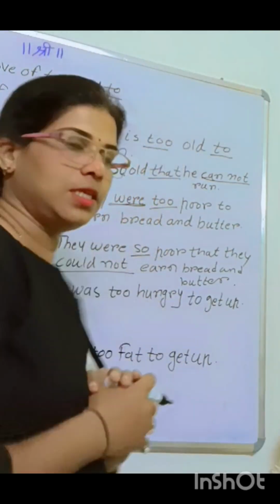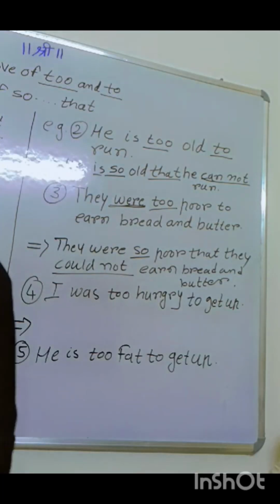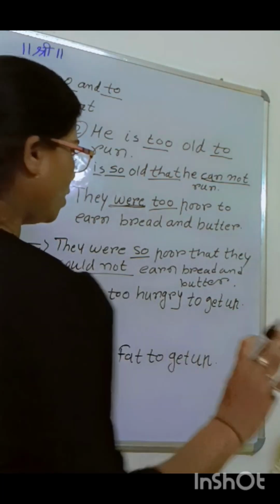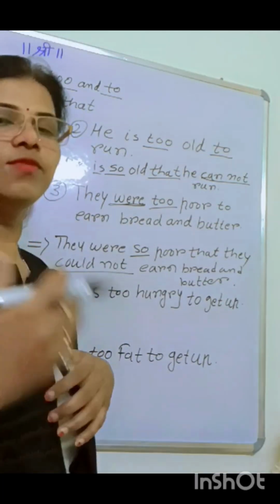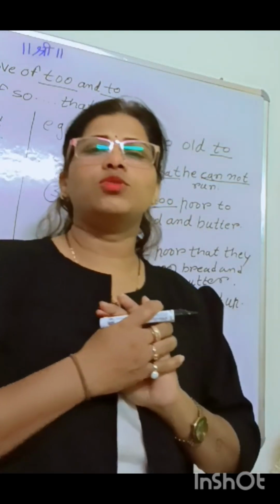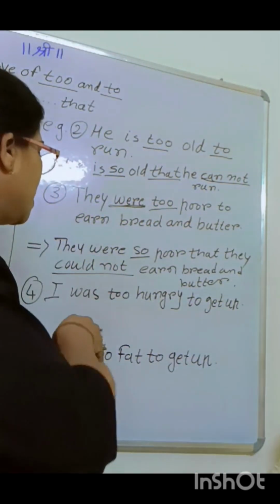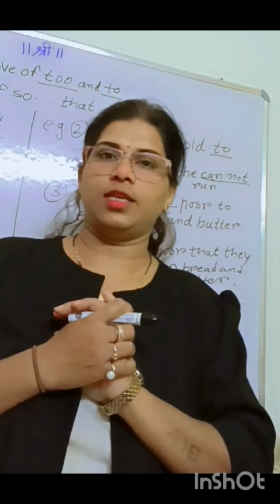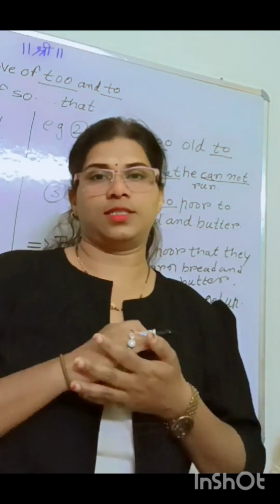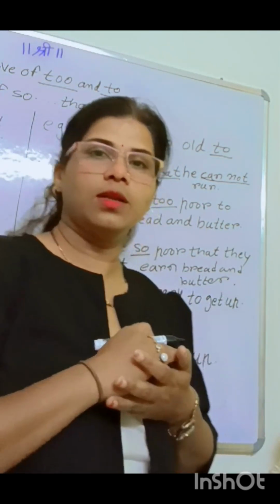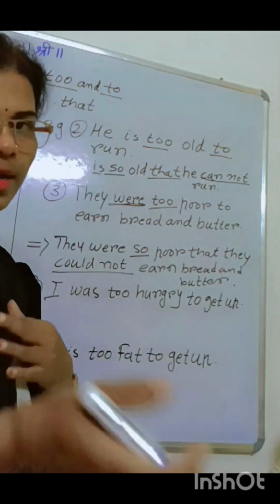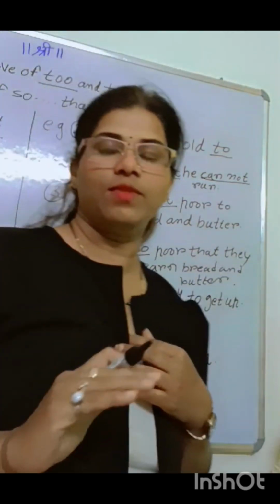Next sentence we will see. I was too hungry to get up. I was too hungry to get up means what? मुझे इतनी भूख लगी है. I was. The sentence is in past tense. मुझे इतनी भूख लगी थी कि मैं उठ भी नहीं सकती थी. Like that way. We'll remove this "too" and "to" and instead of that we'll write "so that".